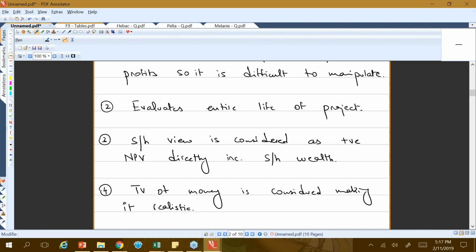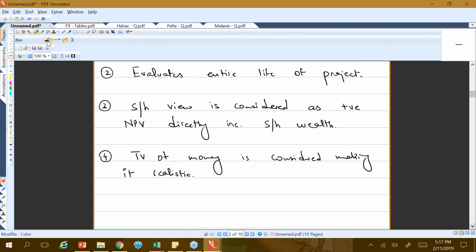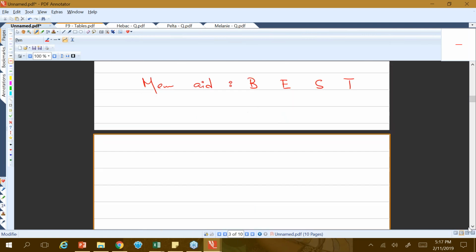Now, these are the 4 advantages of NPV that I have put here, and you can always remember them with a bit of a memory aid again. And the memory aid here is BEST. B is that it is based on cash flows. E is that it evaluates the entire life of project. S is that it considers shareholders' view. And T is that the time value of money is considered. Now, I'm sure that you know that there are lots of things in the syllabus that we need to learn, like formulas and things in the syllabus. But these memory aids should become really handy when you're doing the exam, just very quickly letting you think of these points. So BEST is the memory aid for advantages.